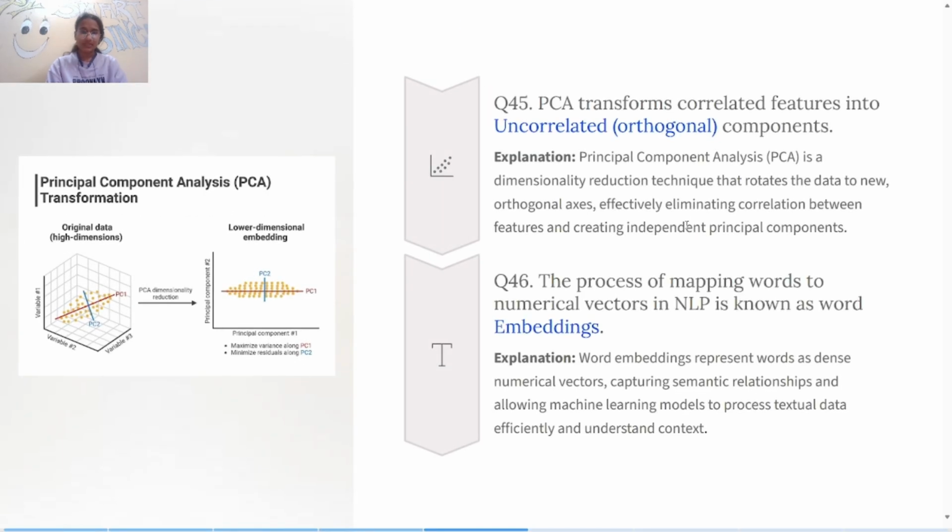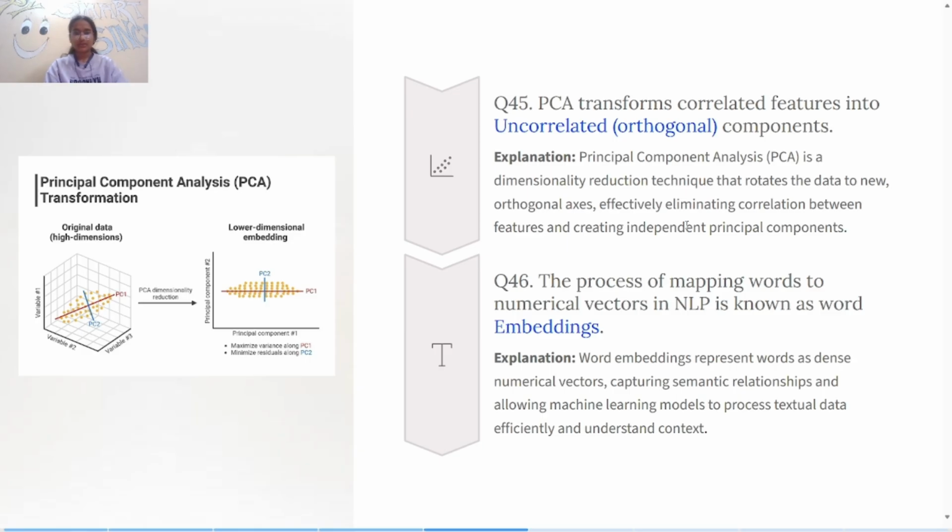Moving ahead with the next question, PCA transforms correlated features into which components? PCA takes your original correlated features and rotates the data into a new axis system where each component is completely independent, orthogonal. This helps in dimensionality reduction and removes redundancy. So here the answer is orthogonal, uncorrelated.